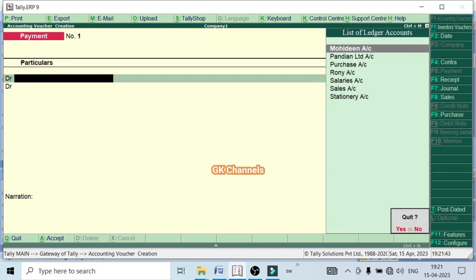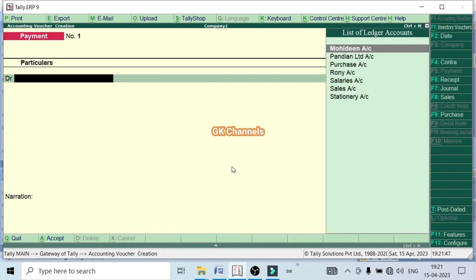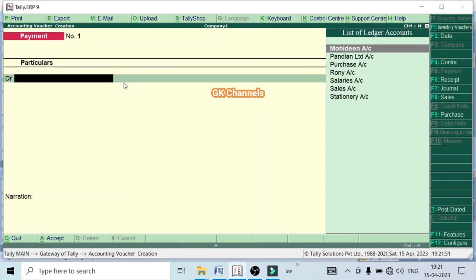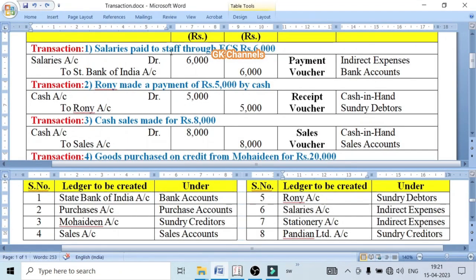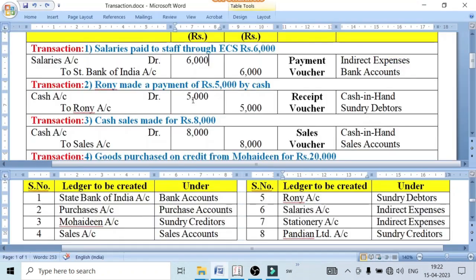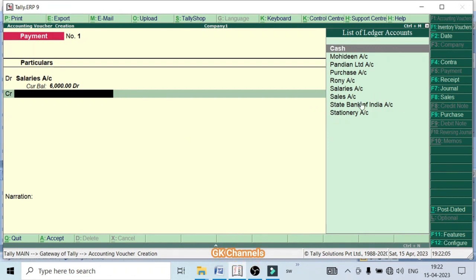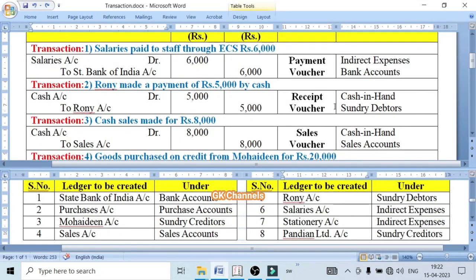Again I should go out to the Gateway of Tally menu, and again for accounting vouchers menu I am coming. So first payment voucher, salary account under debit, and the amount is rupees 6,000. Credit State Bank of India account, I am selecting that. Automatically 6,000 amount will come. Control A to save this accounting voucher.